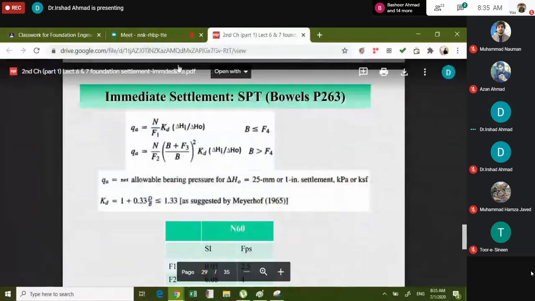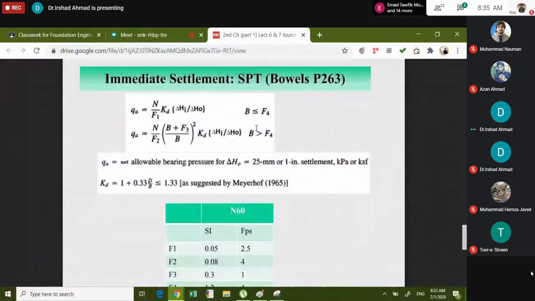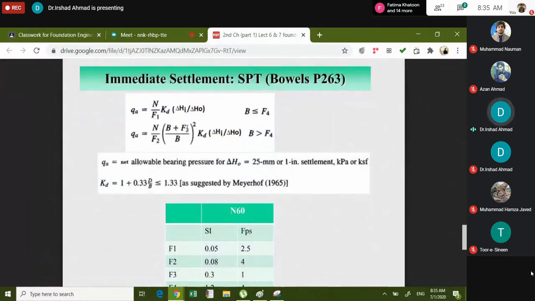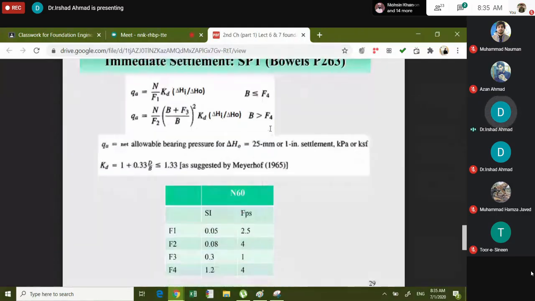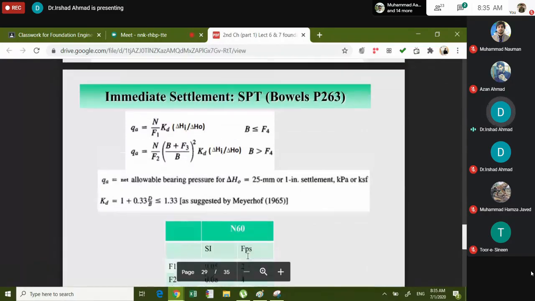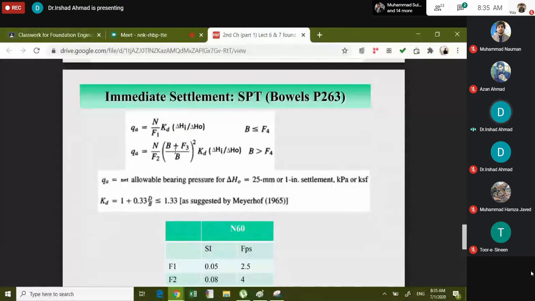In this equation, 4 factors are used: F1, F2, F3 and F4. These are tabulated here for N60. These are SI units and these are FPS units. F1, 2, 3, 4 you can pick from this table. If B, which is the width of the footing, is less than F4, you would use equation number 1. And if B is greater than F4, you would use equation number 2. Here N is the SPT count, which is N60 actually, and B is the width of footing.